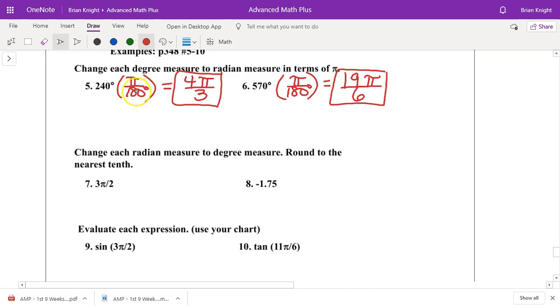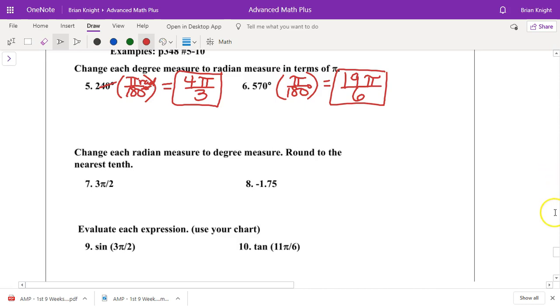These degrees, like on the ones we just did, they cancel. They're no longer a degree, and we're left with radians. You have science class where you have to do your conversion tables and cancel everything out. It's the same process.